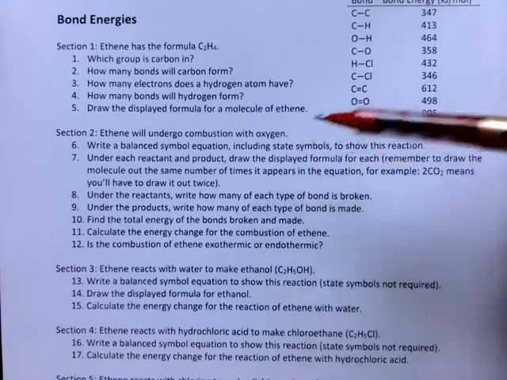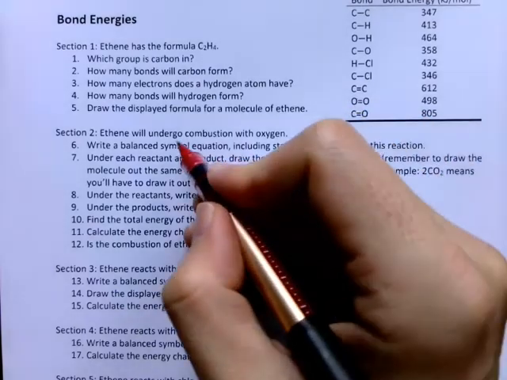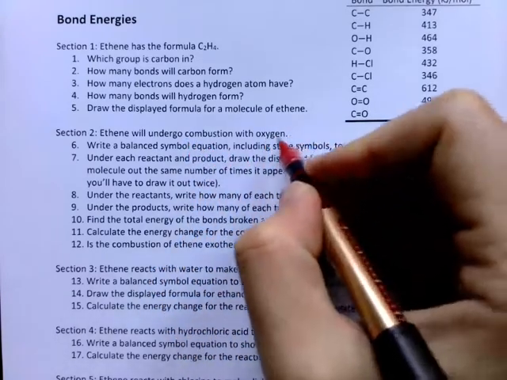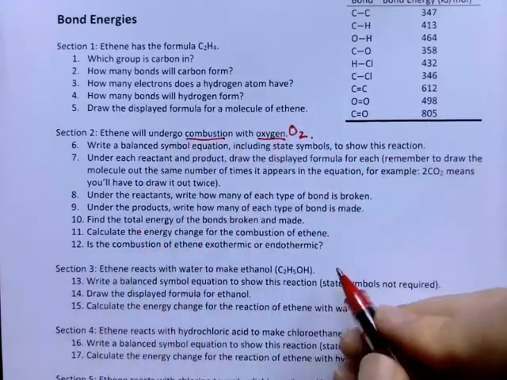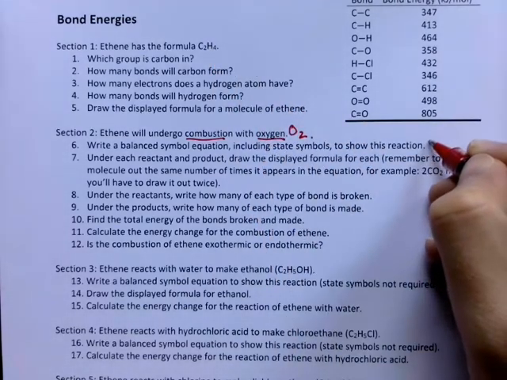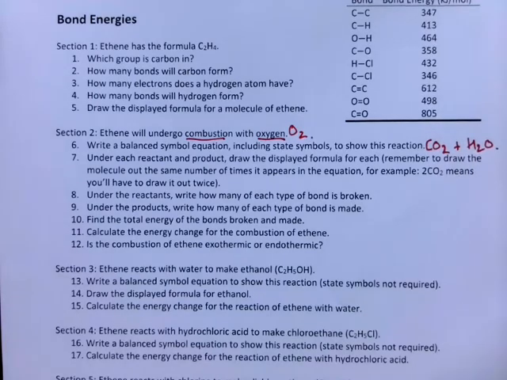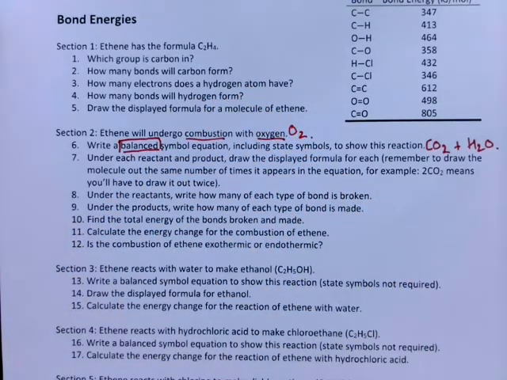Section number 2, write a balanced symbol equation including state symbols to show this reaction. So it's ethane combustion with oxygen. Now remember, oxygen is O2, and combustion is the reaction with oxygen, to produce compounds that have carbon and hydrogen: they will produce carbon dioxide, and they will produce water. Now, it's very, very important that your equation is balanced. Otherwise, when you count the number of bonds, you won't get the right answer.